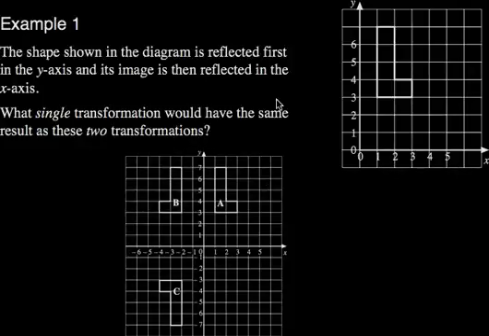The final series of videos on Chapter 7 is about combining transformations together. In example 1 it says the shape shown in the diagram, which isn't very easy to see. I'm just going to shade that. There's an L shape here. Is first reflected in the y-axis, and then its image is then reflected in the x-axis.